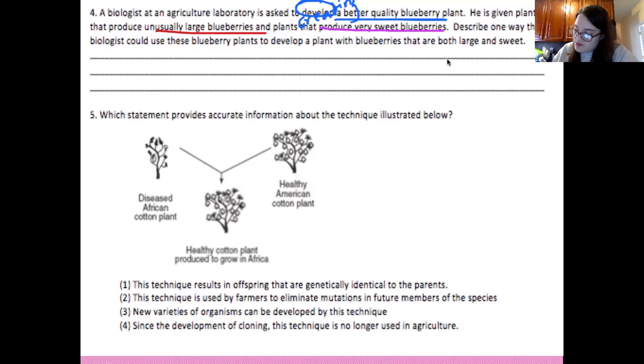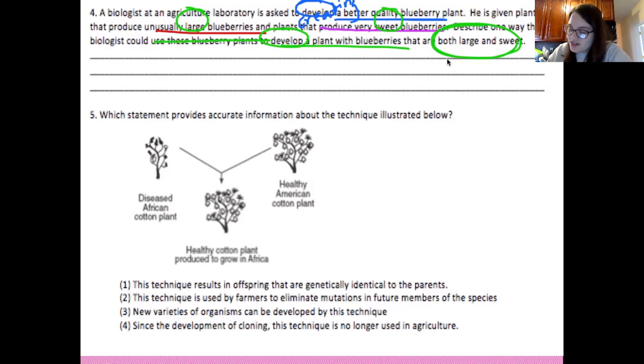Now, you're tasked with describing one way the biologist could use these blueberry plants to develop a plant with blueberries that are both large and sweet. Now, I hope that you catch the drift that we're heading in. We're talking about developing or creating a plant with blueberries that are both large and sweet. Now we have one plant that has large blueberries and we have one plant that has sweet blueberries. So what is the name of the process by which we could combine the plant with large blueberries and the plant with sweet blueberries to make a plant that has both large and sweet blueberries? Think about my horrible drawings of horses at the beginning of class, and think about the process that we used to make that superhero horse.